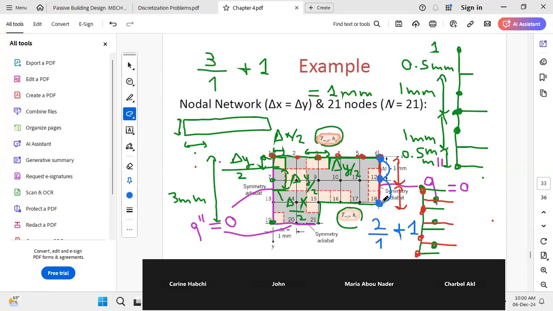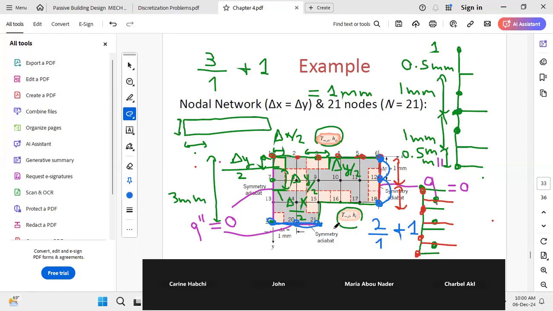Okay. Now you can put numbers to your points in order to facilitate the solution after. So here we have 1, 2, 3, 4, 5, 6. Then we can count 7, 8, 9, 10, 11, 12 for the second row. For the third row, we have 13 to 18. And for the final row, since we have only here 2 millimeters, we'll have 3 nodes: 19, 20, 21.